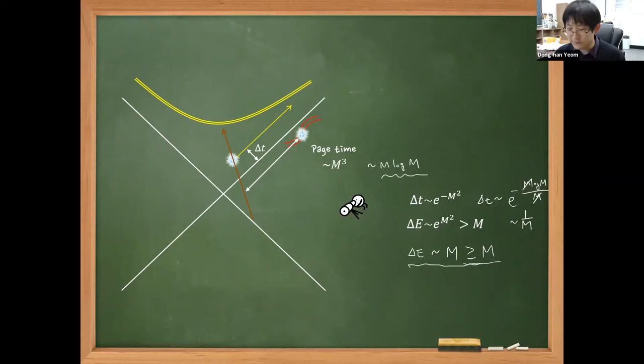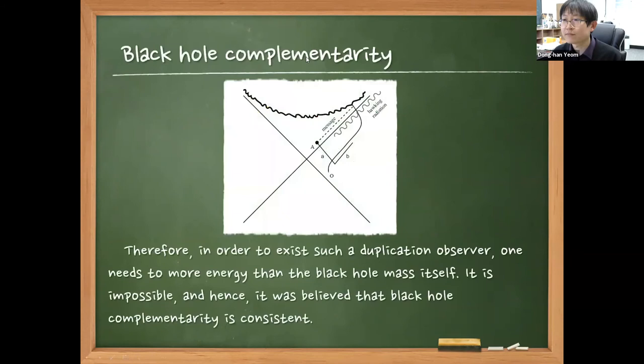So for the consistency check, in this sense, it seems that black hole complementarity seems very consistent. I took this figure from Susskind and Thorlacius' paper. In order for such a duplicating observer to exist, one needs more energy than the black hole mass itself. So it is impossible, and hence it was believed that black hole complementarity is inconsistent.